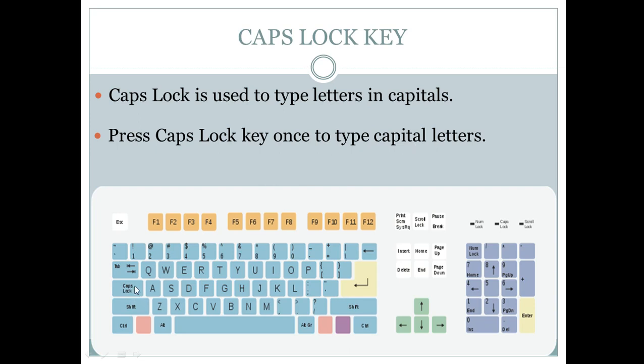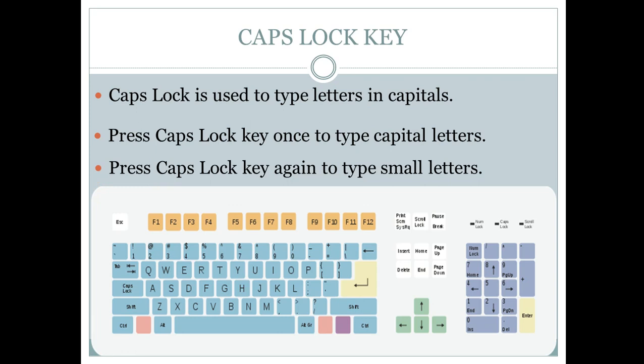Once we press the caps lock key, on this area of the keyboard there are indicators, meaning lights. A standard keyboard has indicators at the center, and if we press the caps lock key, the caps lock light will glow. That means caps lock is activated, and whatever alphabet key we press will be typed in capital. If we want to type letters in small, we again press the caps lock key. So this covers the caps lock key.